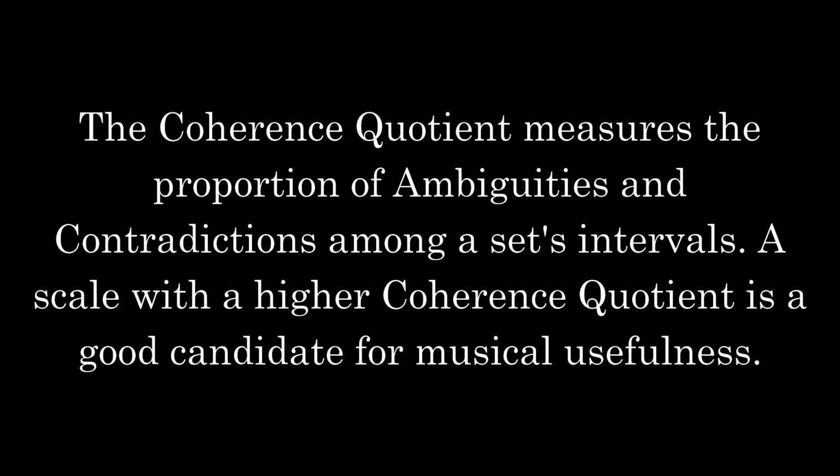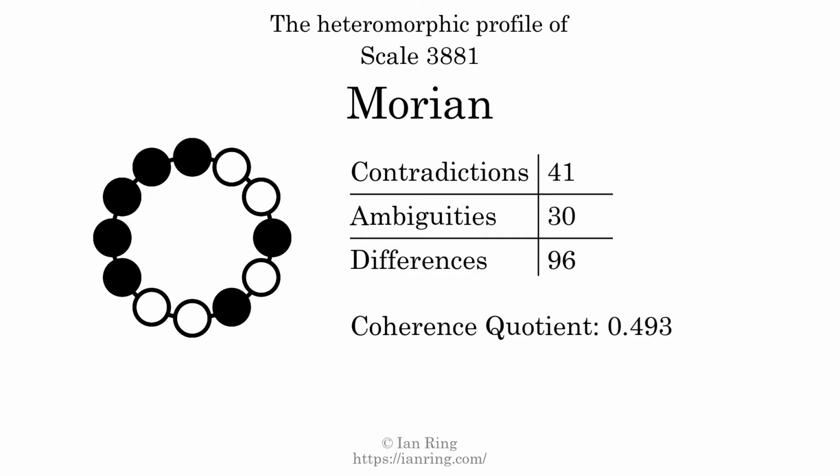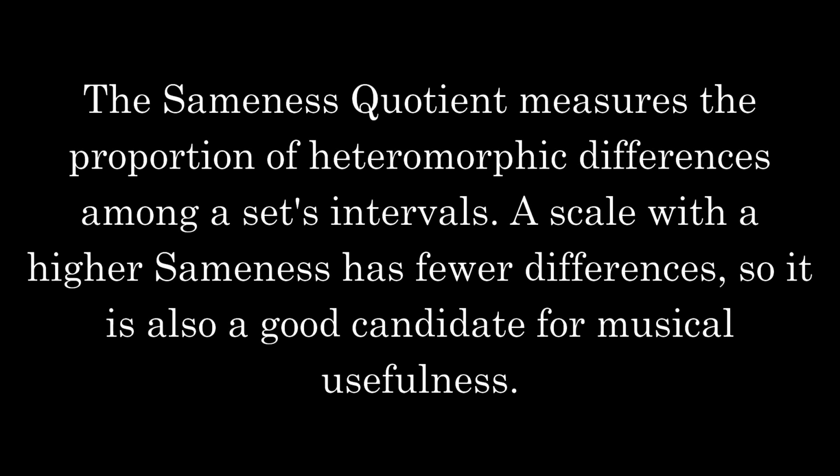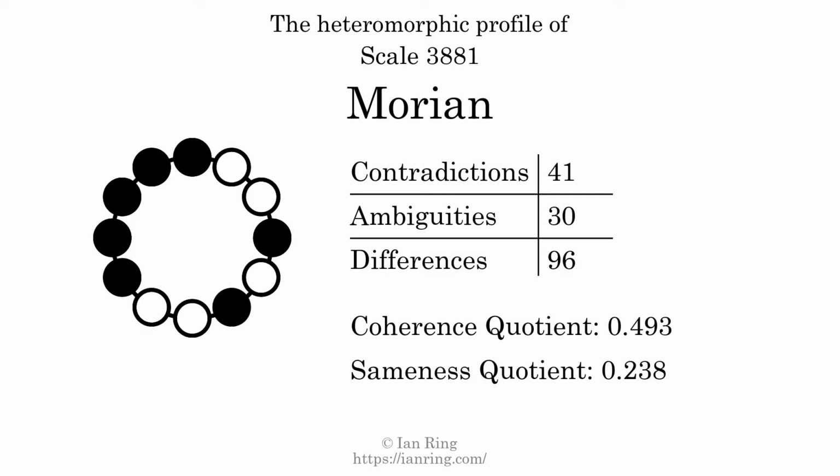The coherence quotient measures the proportion of ambiguities and contradictions among a set's intervals. A scale with a higher coherence quotient is a good candidate for musical usefulness. The coherence quotient is 0.493. The sameness quotient measures the proportion of heteromorphic differences among a set's intervals. A scale with a higher sameness has fewer differences, so it is also a good candidate for musical usefulness. The sameness quotient is 0.238.